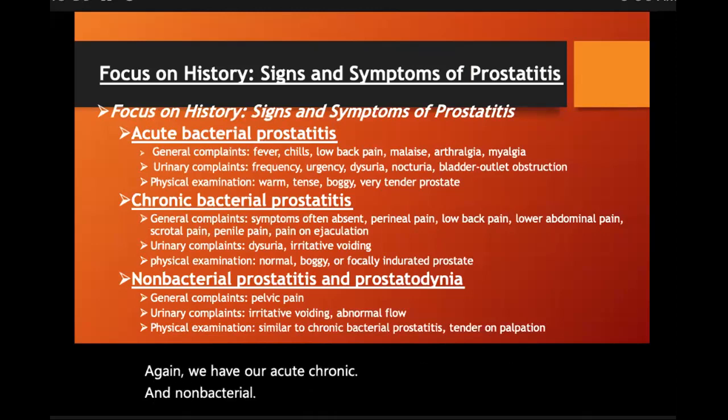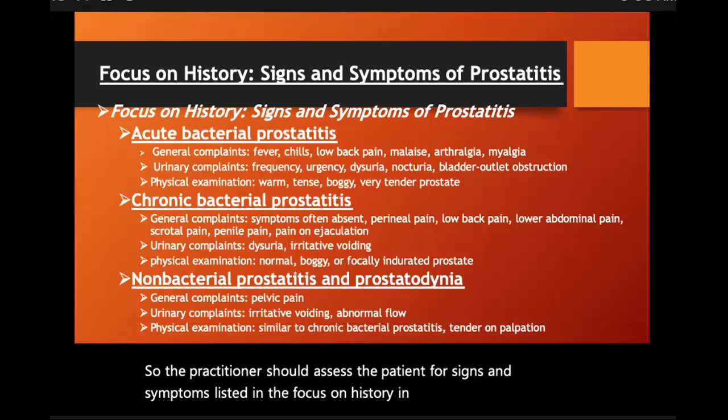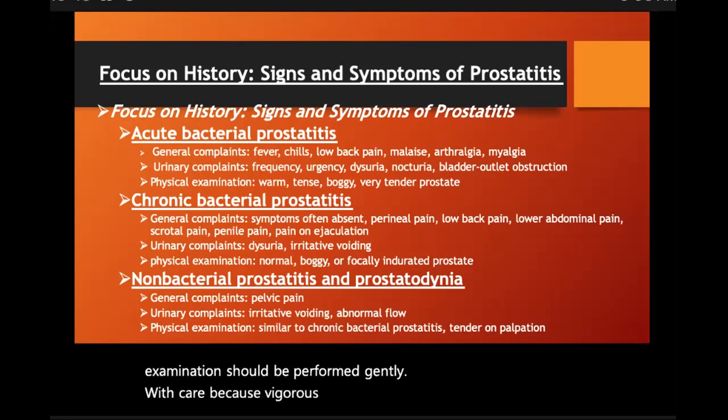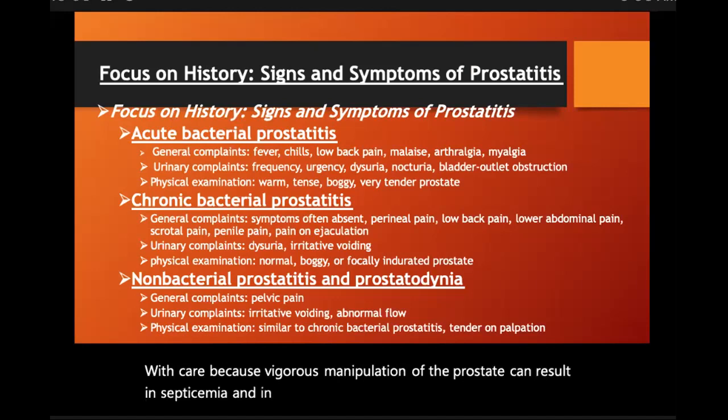The practitioner should assess the patient for signs and symptoms listed in the focus on history in your textbook. The rectal examination should be performed gently with care because vigorous manipulation of the prostate can result in septicemia. And in chronic prostatitis, the rectal exam may reveal a tender prostate, but it is not usually swollen or boggy.